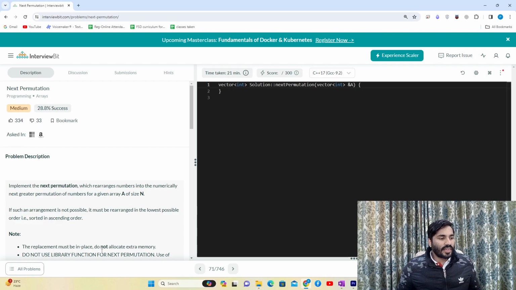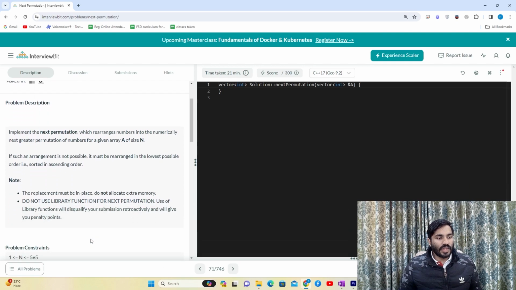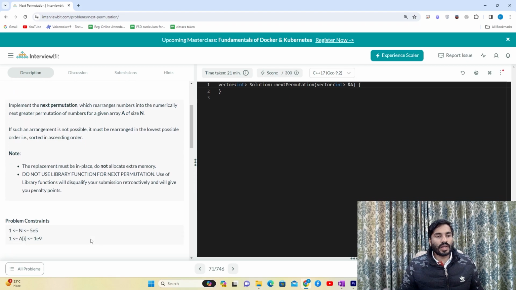So what is the question? Implement the next permutation, which rearranges numbers into the numerically next greater permutation of numbers of a given array A of size n. If such an arrangement is not possible, it must be rearranged in the lowest possible order, which is sorted in ascending order. Note, the replacement must be in place. Do not allocate extra memory. Do not use the library function for next permutation.